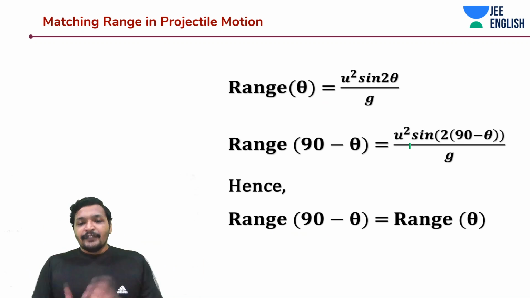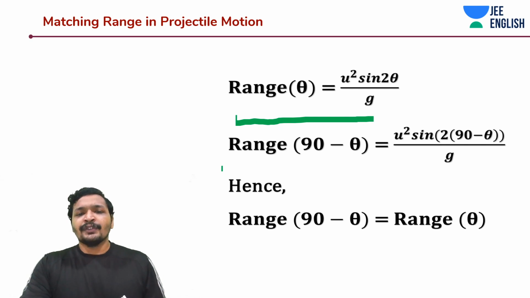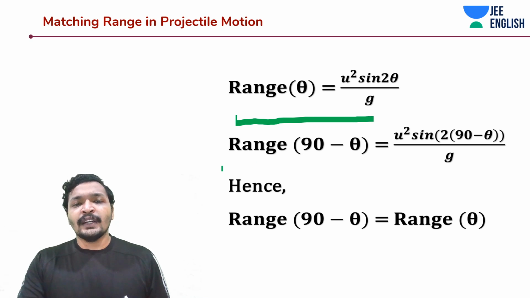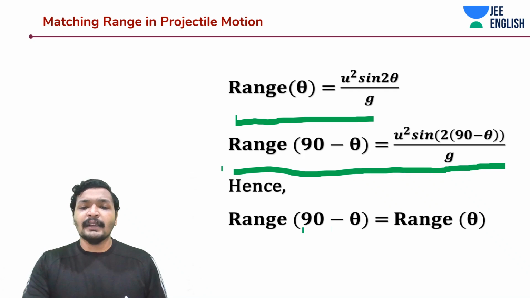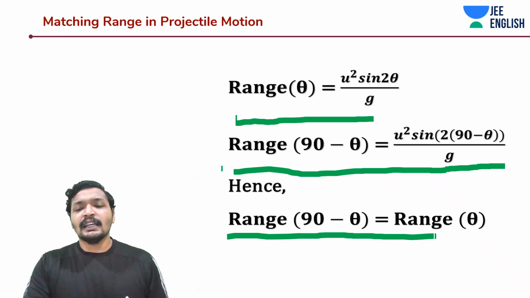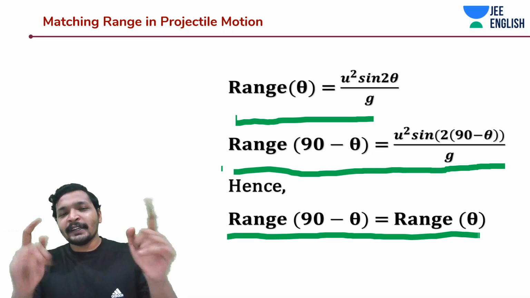So that being said, we are doing the same thing. We are just substituting it. We have done range theta is equal to u squared sine 2 theta by g. Range of 90 minus theta is equal to u squared sine into 2 of 90 minus theta by g. The range of 90 minus theta is equal to range of theta. So the matching range for complementary angles, guys.